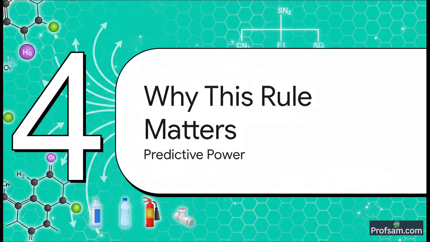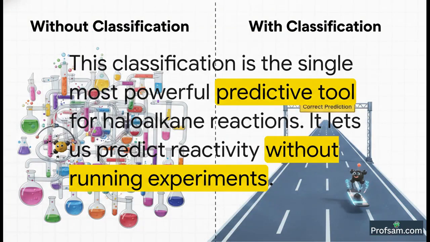So you might be asking, why did chemists even create this system? Why does it matter so much? Well, it all comes down to one thing: predictive power. And this is the main point. Classification is the most powerful tool we have to predict how haloalkanes will react. By just looking at the structure on paper and identifying it as primary, secondary, or tertiary, we can make a very accurate guess about its chemical behavior without doing a single experiment in the lab.